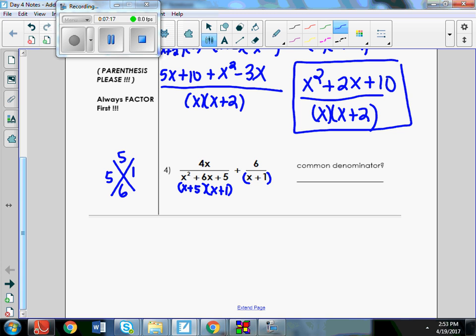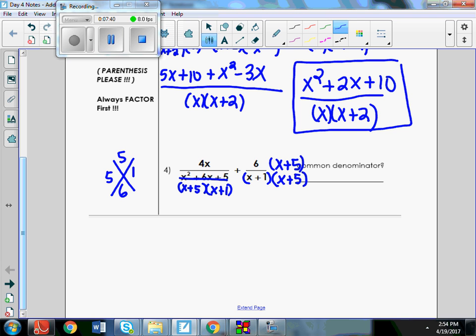So now I can see my common denominator, right? I need them to match. This is my denominator of the first fraction. So the second one needs to be multiplied by x plus 5. Okay, so now they match.